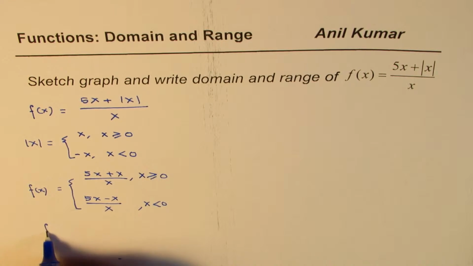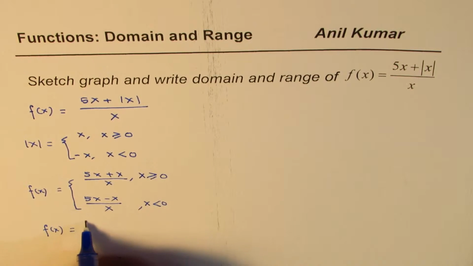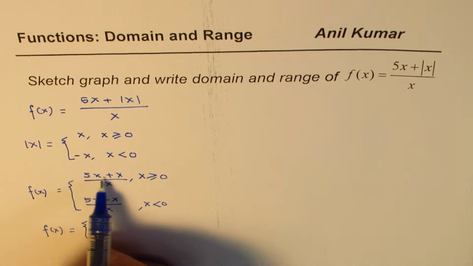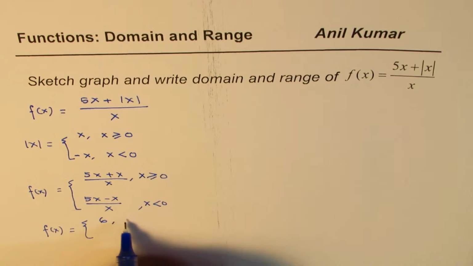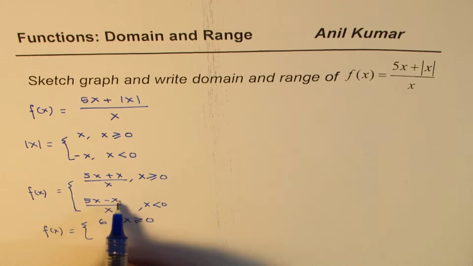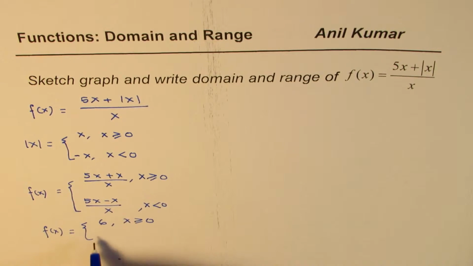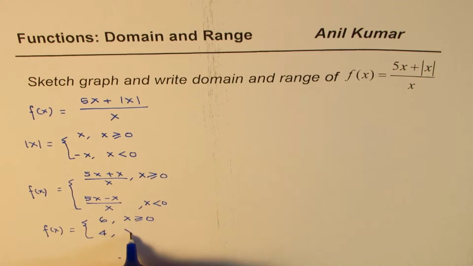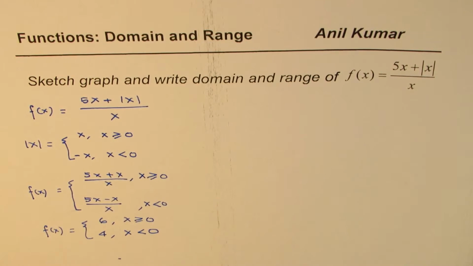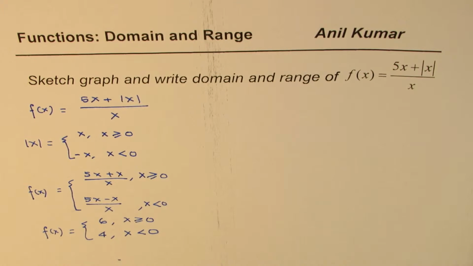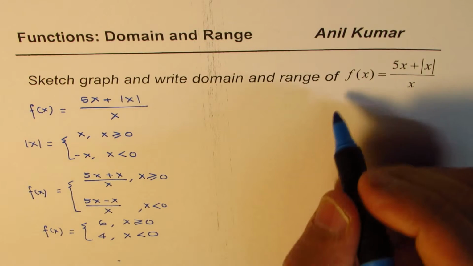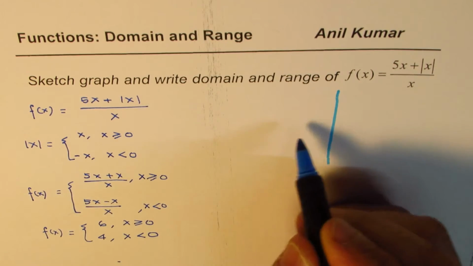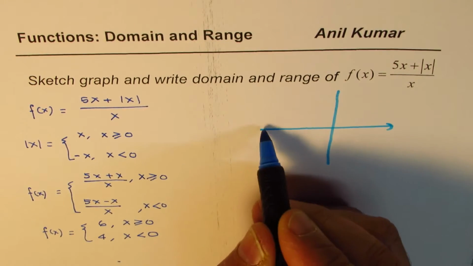Now let us simplify this, right? So if you simplify this, what you get is 5x plus x is 6x divided by x is 6 when x is greater than or equal to 0, and this is 4x divided by x, which is 4 when x is less than 0. Do you see that? So that is really the function. So simple as that. Now it is easy. We can actually now sketch the function and write down domain and range for this function, right?